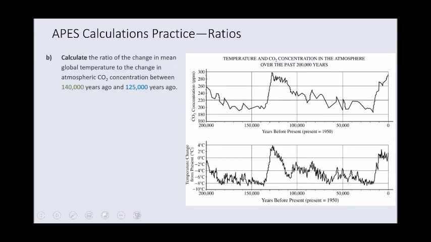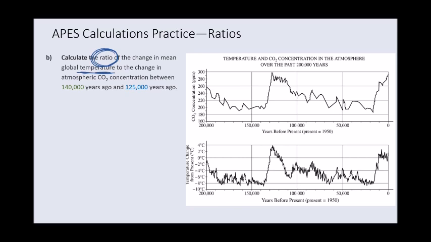So let's look at B. Calculate the ratio of the change in mean global temperature to the change in atmospheric CO2 concentration between 140,000 years ago and 125,000 years ago. So here's that word, ratio. Let's make sure we understand what they're talking about. They really want us to make a direct comparison. So CO2, 2 degrees Celsius, because now we're looking at global temperature.